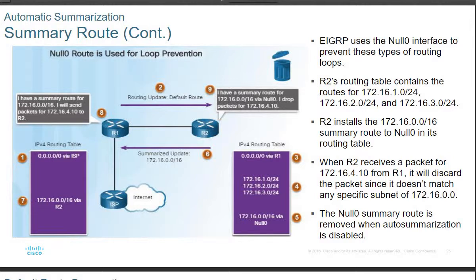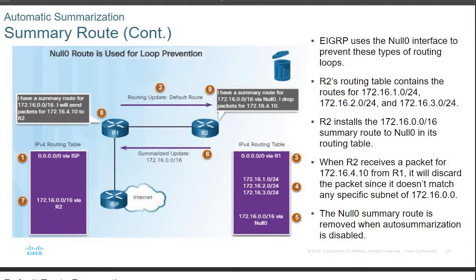EIGRP uses the Null0 interface to prevent these types of routing loops. R2's routing table contains the routes for 172.16.1.0/24, 172.16.2.0/24, and 172.16.3.0/24.